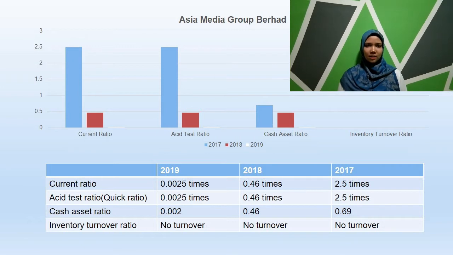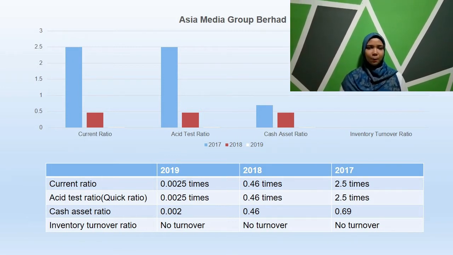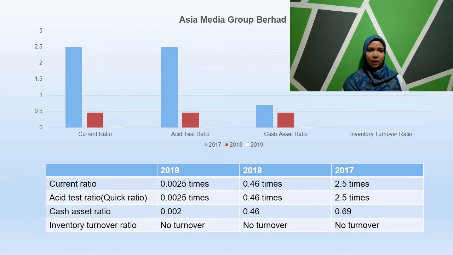Asia Media's cash asset ratio is less than 1. It means that the company doesn't have enough cash and cash equivalents to pay off their current liabilities. For Asia Media Group Berhad, there is no turnover.